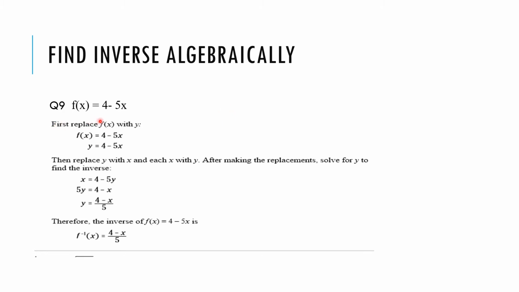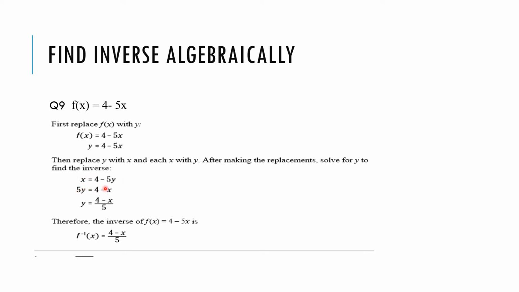Now f(x) is equal to 4 minus 5x. Now we have to find the inverse of this expression. First replace f(x) with y. f(x) is equal to 4 minus 5x, so y is equal to 4 minus 5x. Then replace y with x and each x with y. After making the replacement, solve for y to find the inverse.